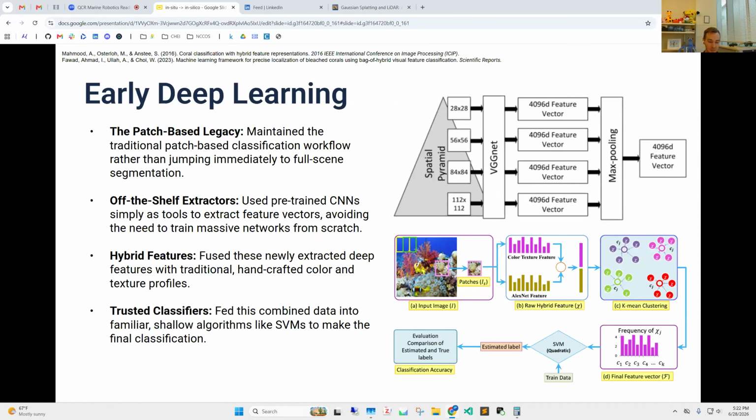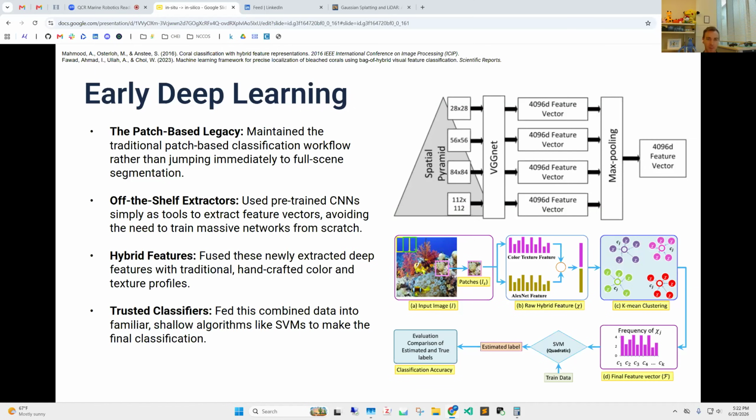But what's interesting is that even when deep learning was exploding in the general fields, coral reef ecologists, or at least those who focused on computer vision, didn't immediately adopt it and go all in. Instead, there's this interesting transitional phase where you'd see researchers clinging to the older patch-based logic, but upgrading how they got their feature vectors. So instead of just using handcrafted features, or training a neural network from scratch, they would actually use pre-trained CNNs, so things like AlexNet, as off-the-shelf feature extractors.